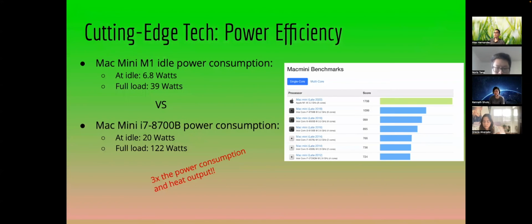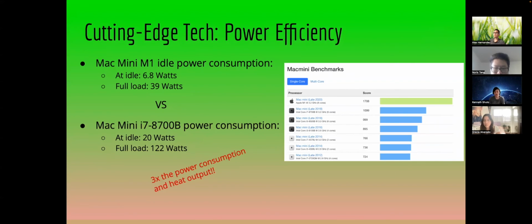And so to showcase just how efficient the M1 is at saving power, we have a comparison of the M1 with a recent CPU, the i7-8700, both of which are placed inside of a Mac Mini, and the power output was recorded while the computer was in idle and while it was at full load. And so looking at the M1, its power consumption at idle was around 7 watts, and at full load, it was using around 40 watts.